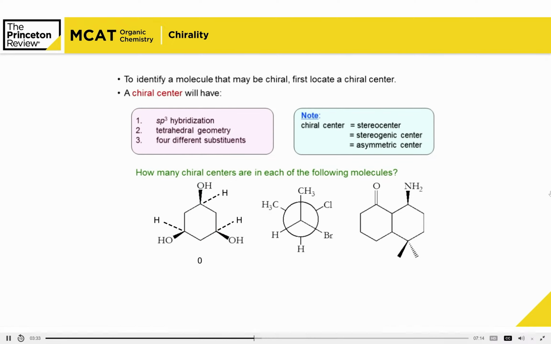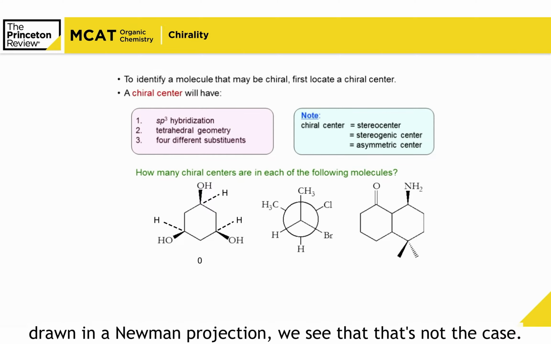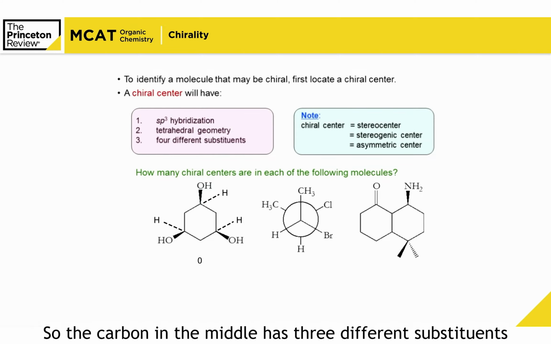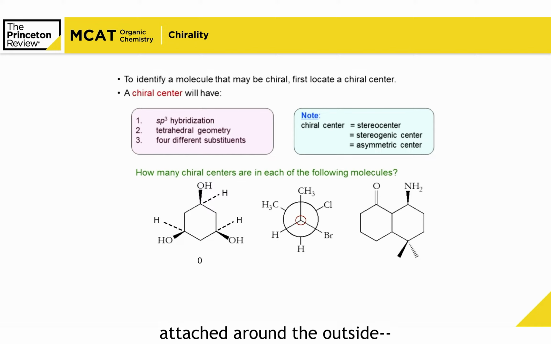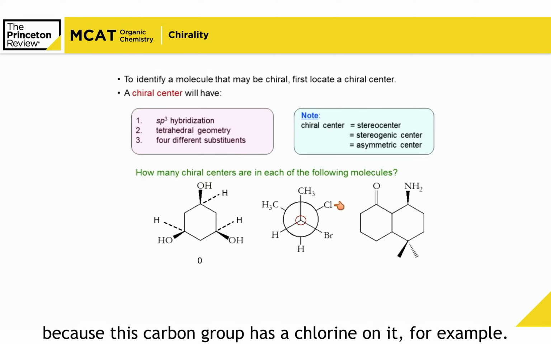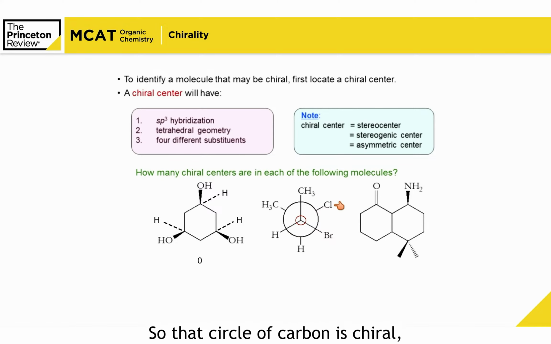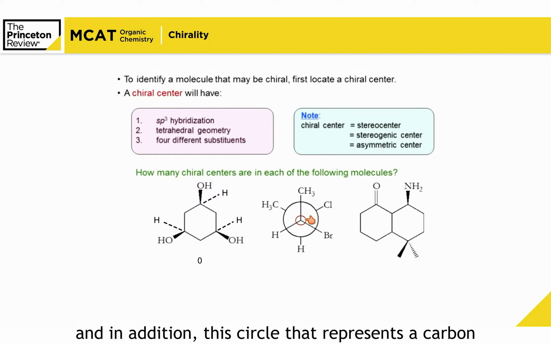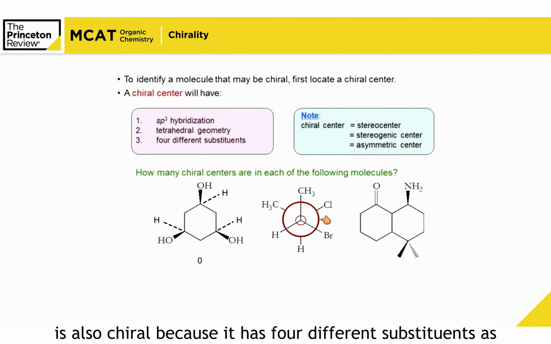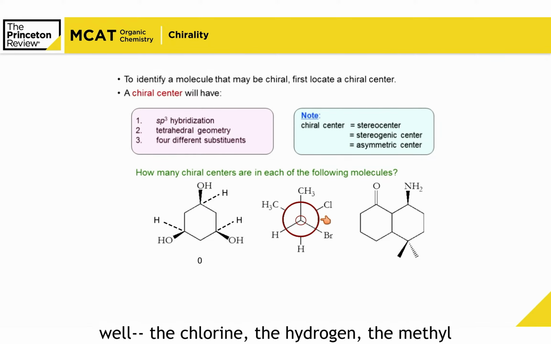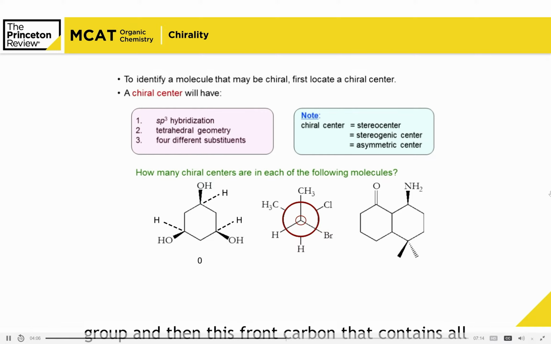Now for this structure in the middle, drawn in a Newman projection, we see that that's not the case. The carbon in the middle has 3 different substituents attached around the outside: hydrogen, methyl, and the circle, which represents the carbon in the back that this carbon is attached to. So the fourth group is this carbon group that's different from the methyl group in the front, because this carbon group has a chlorine on it, for example. So that carbon is chiral. And in addition, this circle that represents a carbon is also chiral, because it has 4 different substituents as well: the chlorine, the hydrogen, the methyl group, and the other carbon. So this has 2 chiral centers.